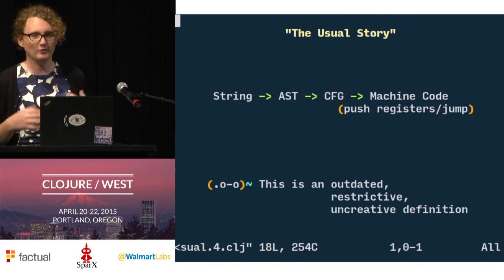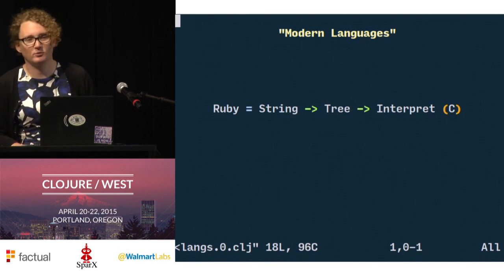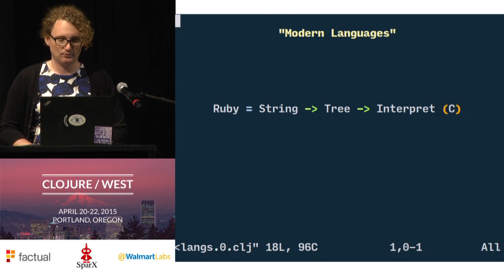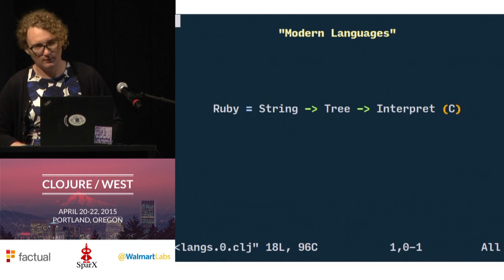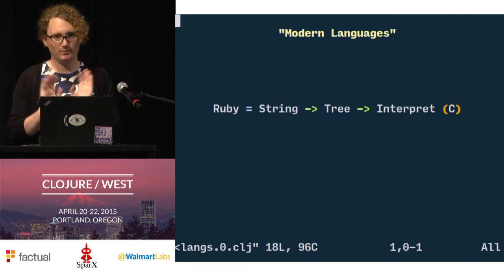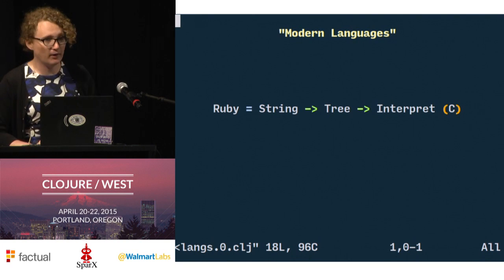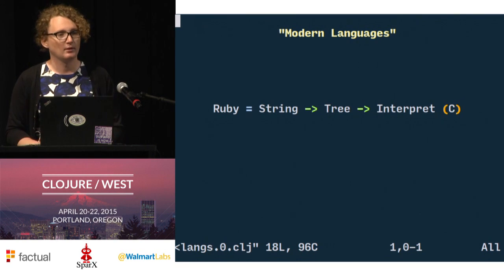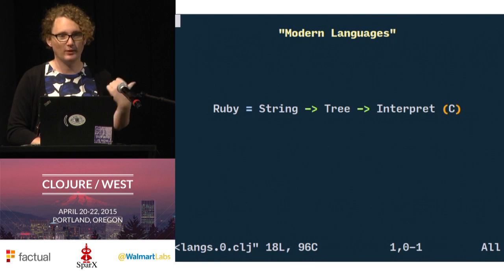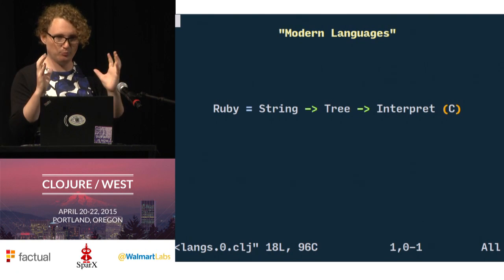So in order to do that, let's look at some modern languages. I'm going to start with Ruby, because Ruby is relatively straightforward. They take a string, they make it into a tree, and then they interpret it with some C code, right? And this is MRI. There are a bunch of other implementations of Ruby, right? So this is very straightforward. The pipeline is very small. There's a lot of complexity in here. And this is, in a lot of ways, an oversimplification. But it's pretty contained, right?